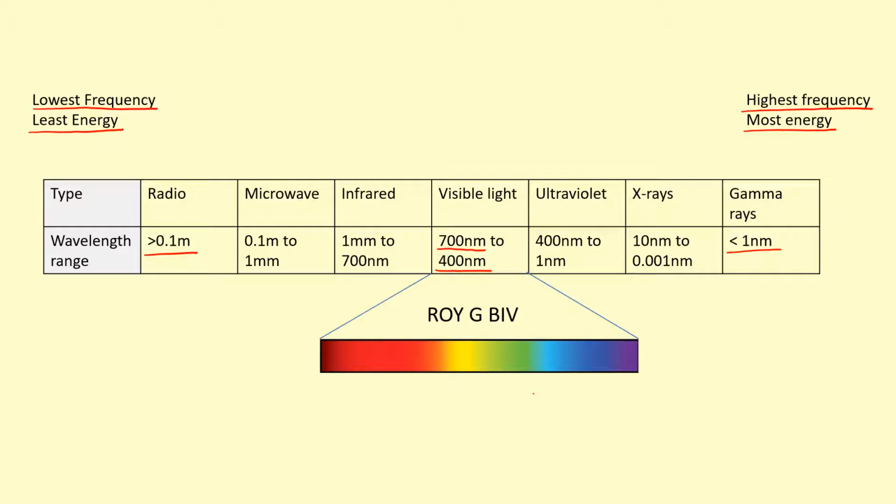Right, so a good way to memorize the order of the electromagnetic spectrum is to use this mnemonic here. Raging Martians invade Venus using x-ray guns. So the first letter can be used to figure out the order of the electromagnetic spectrum, starting from the longest wavelength going to the shortest.